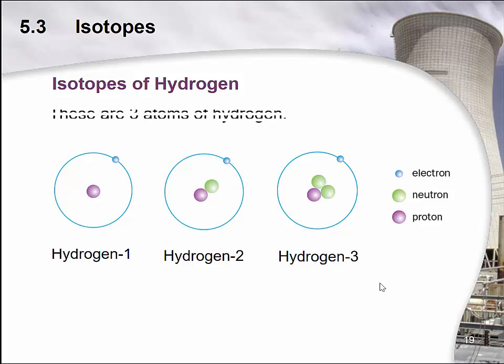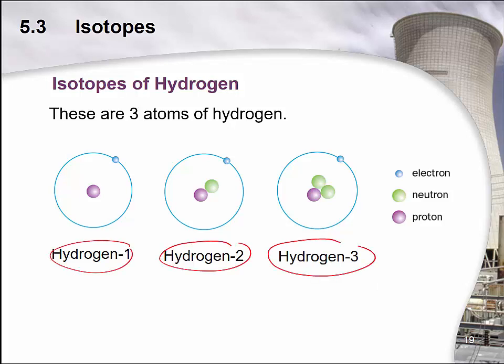Hydrogen, there are three different isotopes here, three different atoms. There's hydrogen 1, hydrogen 2, hydrogen 3. If you look carefully at the nucleus, which is the center of the atom, you notice that the number of particles in the center are different. Okay, so let's look at this. What are the particles representing? The green color is a neutron, the purple color is a proton. So each has one proton.